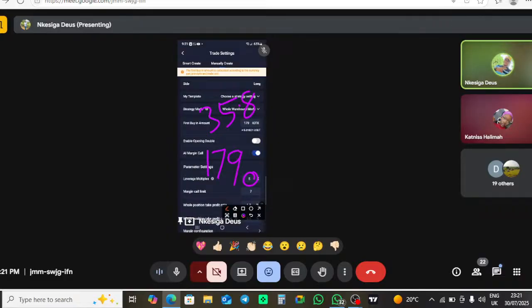Then this 179 times your first buy. What is your first buy, my dear friend? What is your first buy? It is $10. Are we together? So I'll get this multiplied by 10, which is my first buy. And if I multiply by 10, automatically I'm getting 1,790 coins. So these digits, it's the one we are going to put here on the first buy amount.